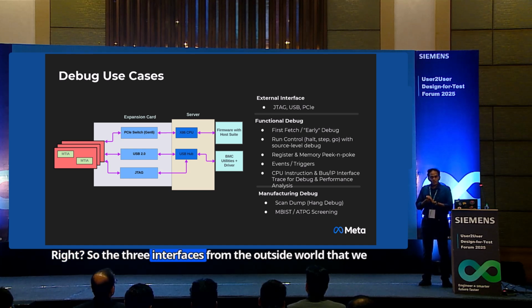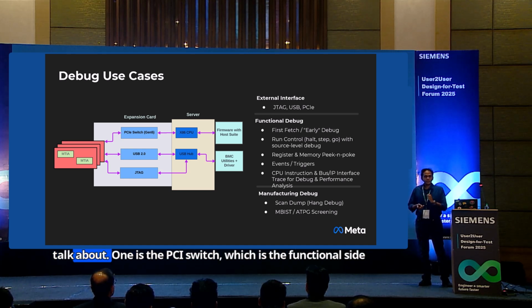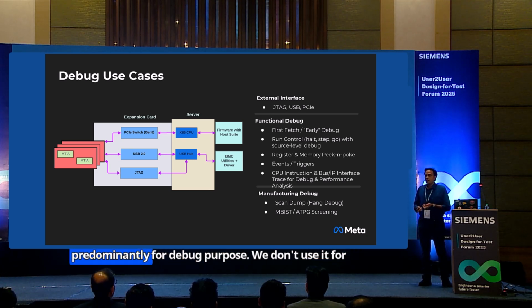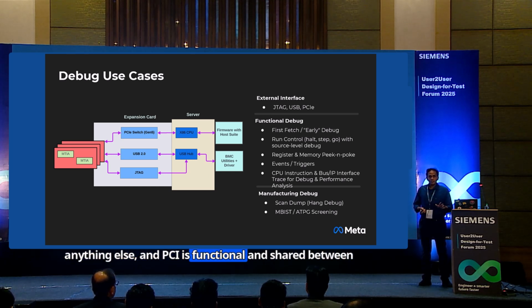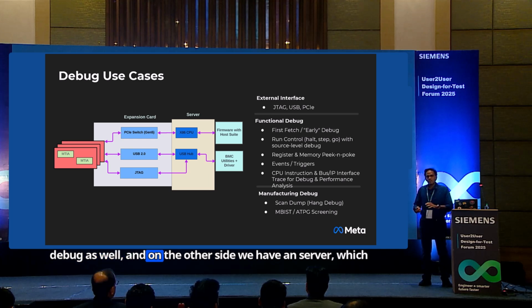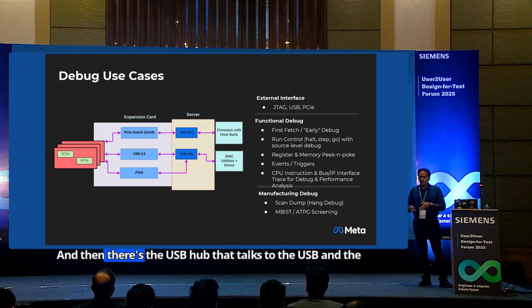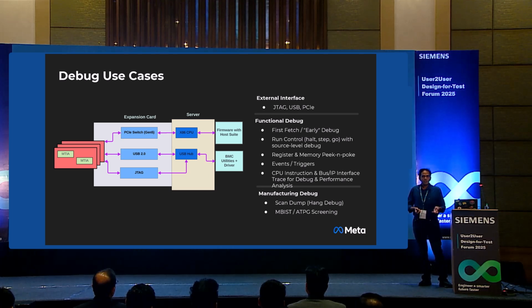So there are three interfaces from the outside world that we talk about. One is the PCI switch, which is the functional side of it. And then we have USB and JTAG. USB and JTAG is predominantly only for debug purposes. We don't use it for anything else. And PCI is functional and shared with debug as well. On the other side, we have a server, which is our x86 CPU, which is going to drive the functional traffic. And then there's a USB hub that talks to the USB and JTAG side of it.